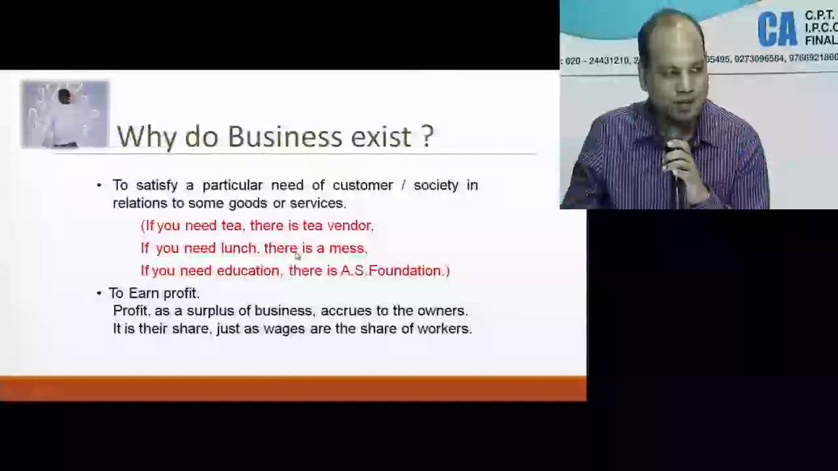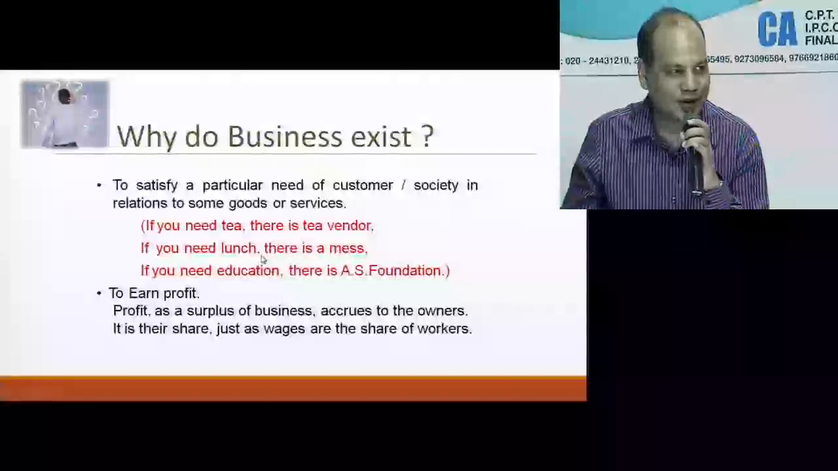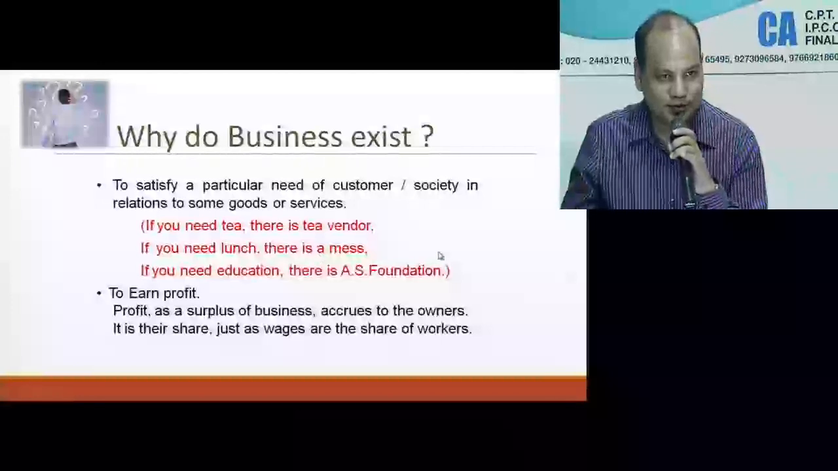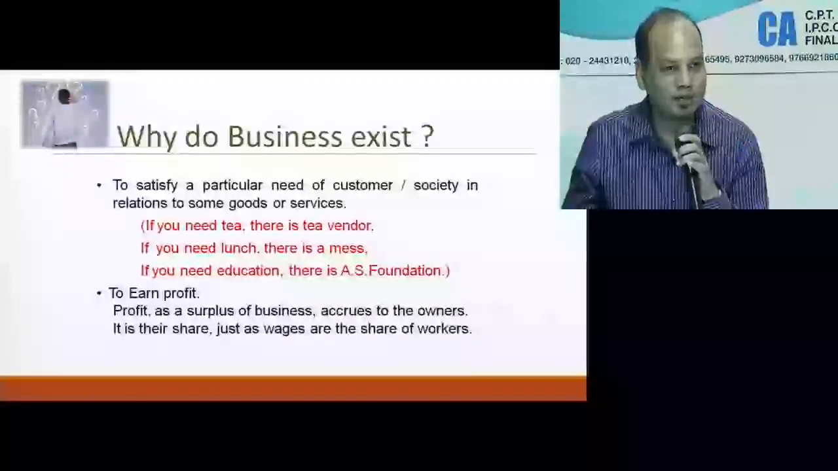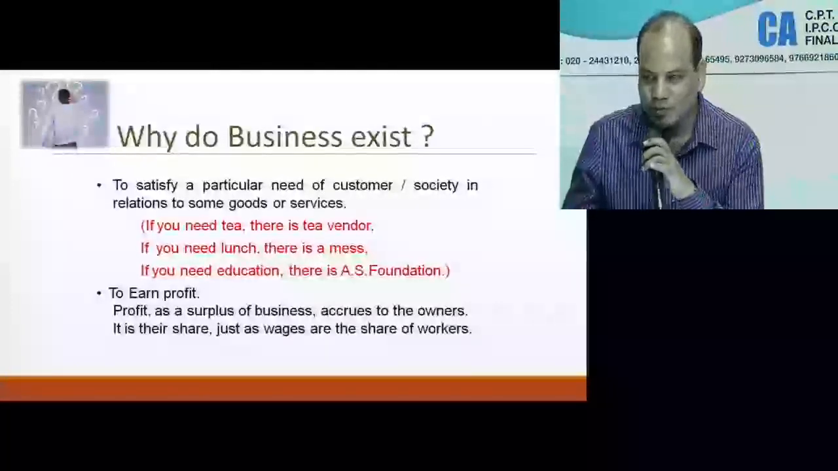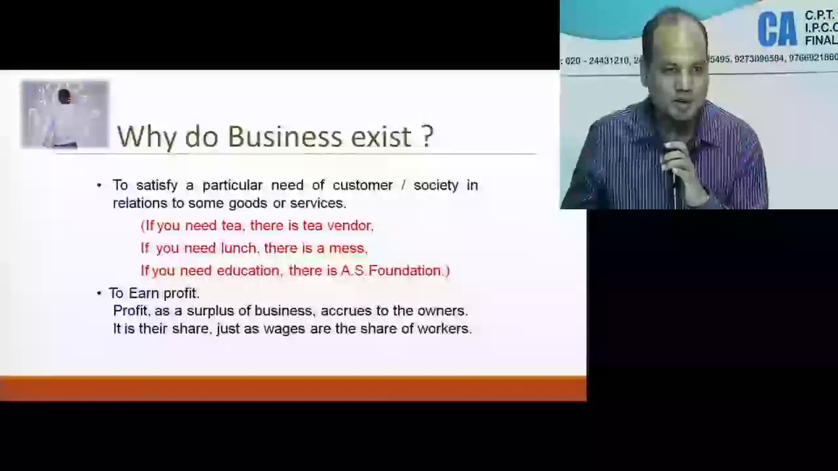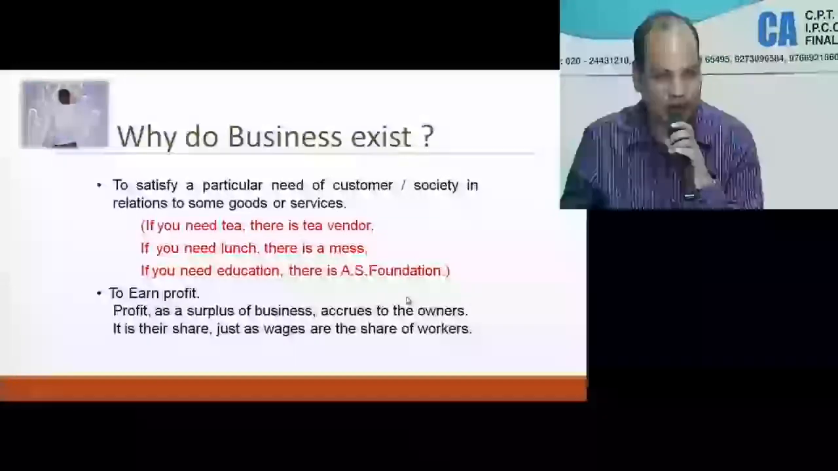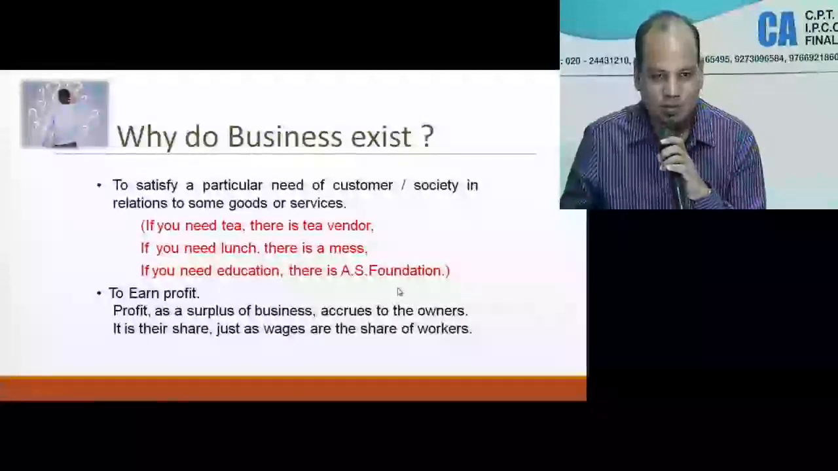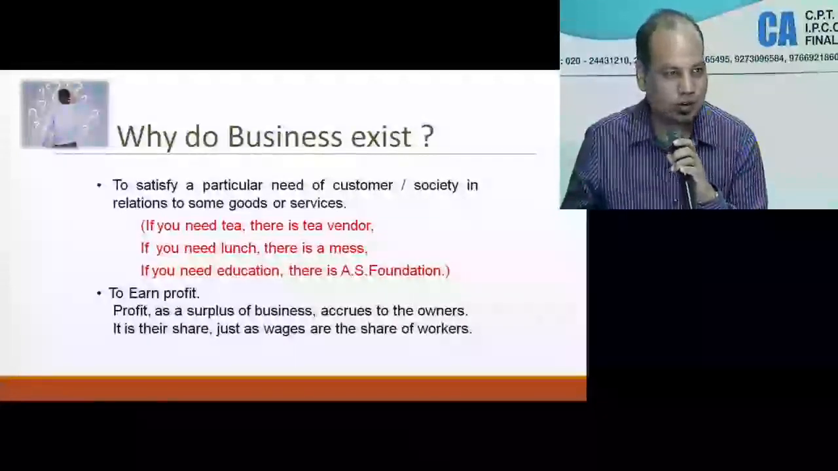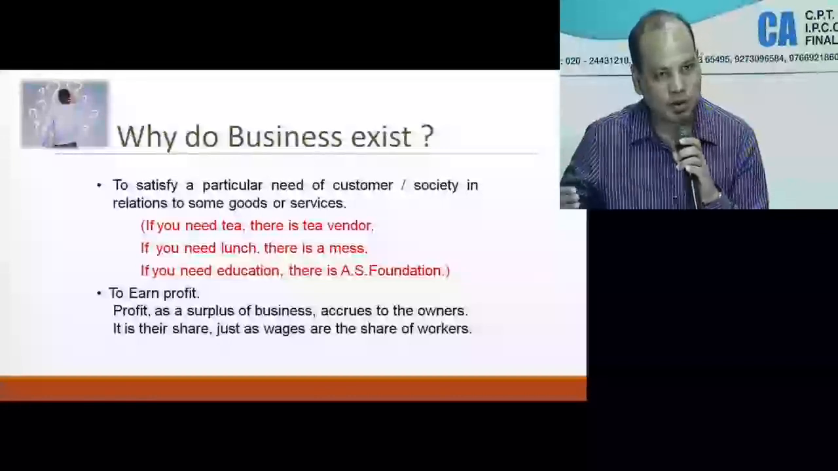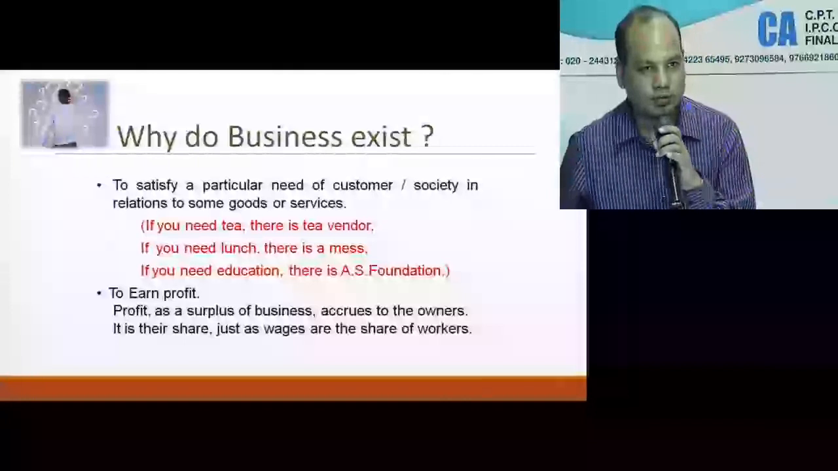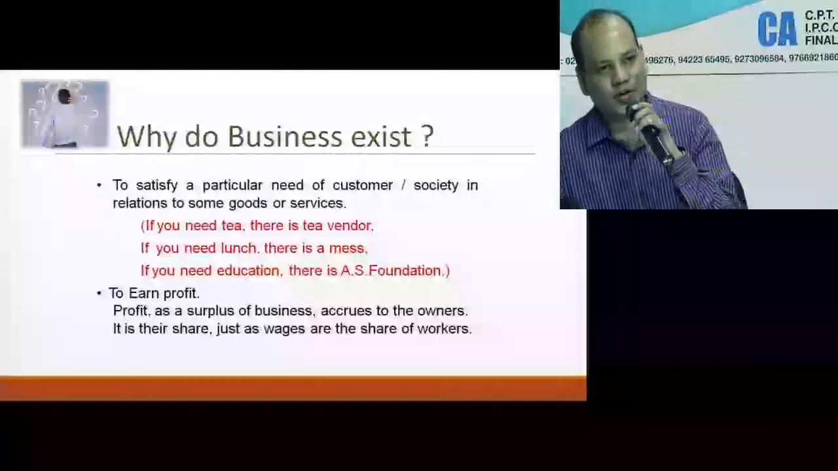Afternoon when your costing batch gets over, you will require lunch. Okay, so there is a person who provides lunch also. There are restaurants in the nearby area where you can buy lunch. If you need education, there are so many educational institutes in and around this Kumar Prestige Point building. Is it right? You require a car, you can purchase a car. So different people have different needs. You require medical attention, there are hospitals. You require insurance, there are insurance companies. Okay.